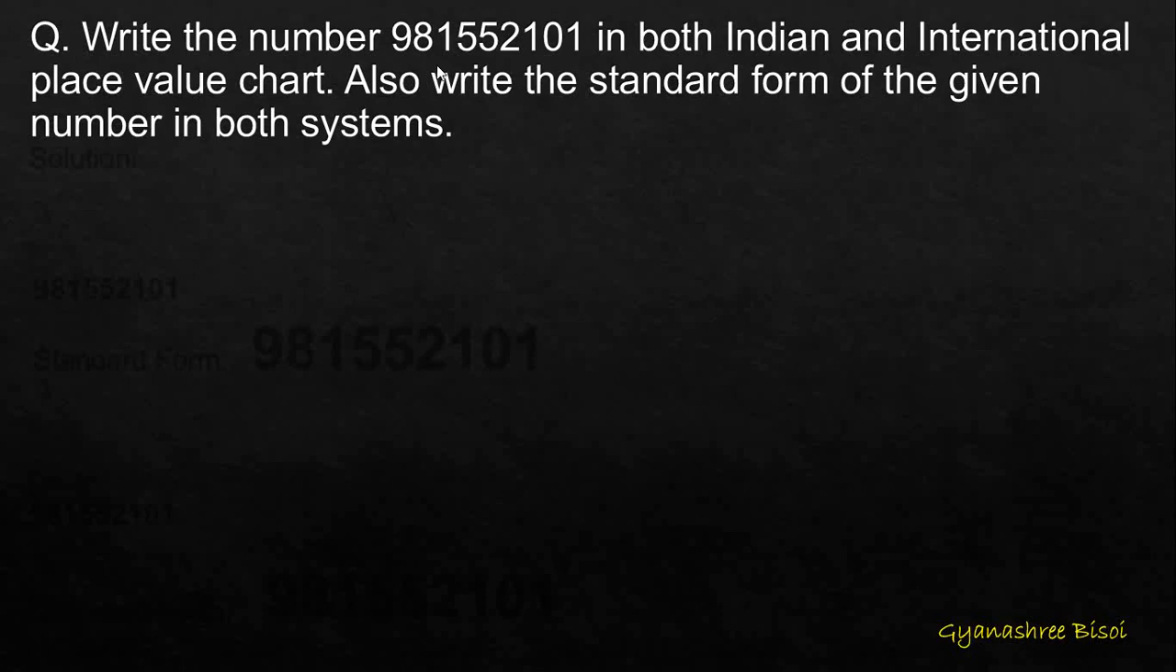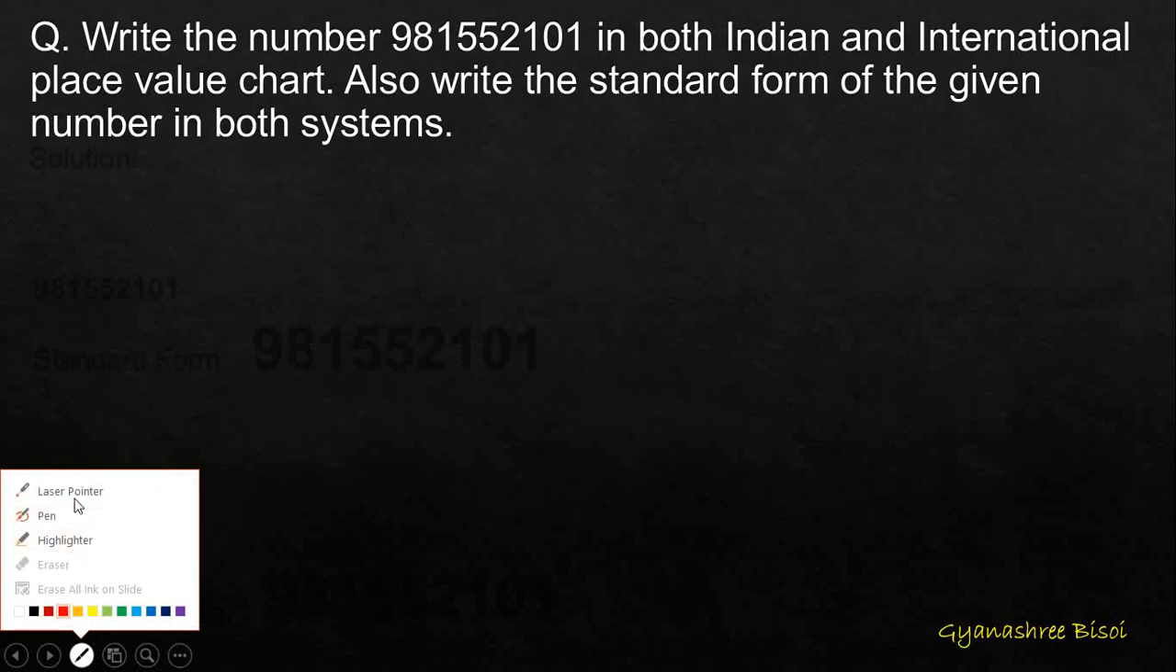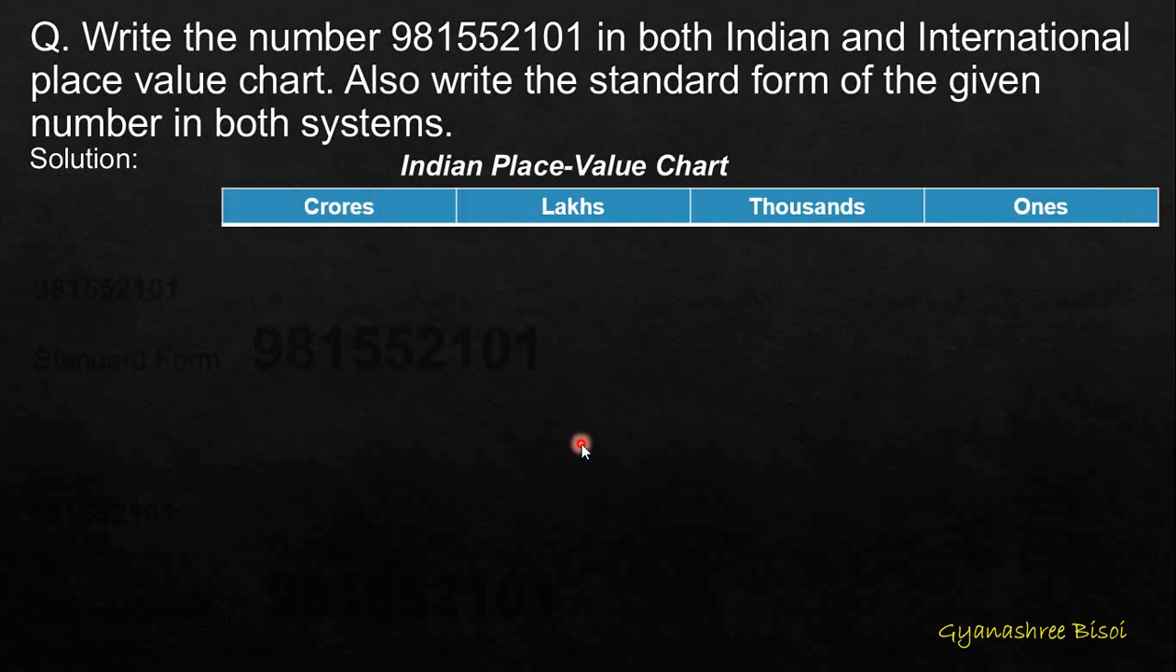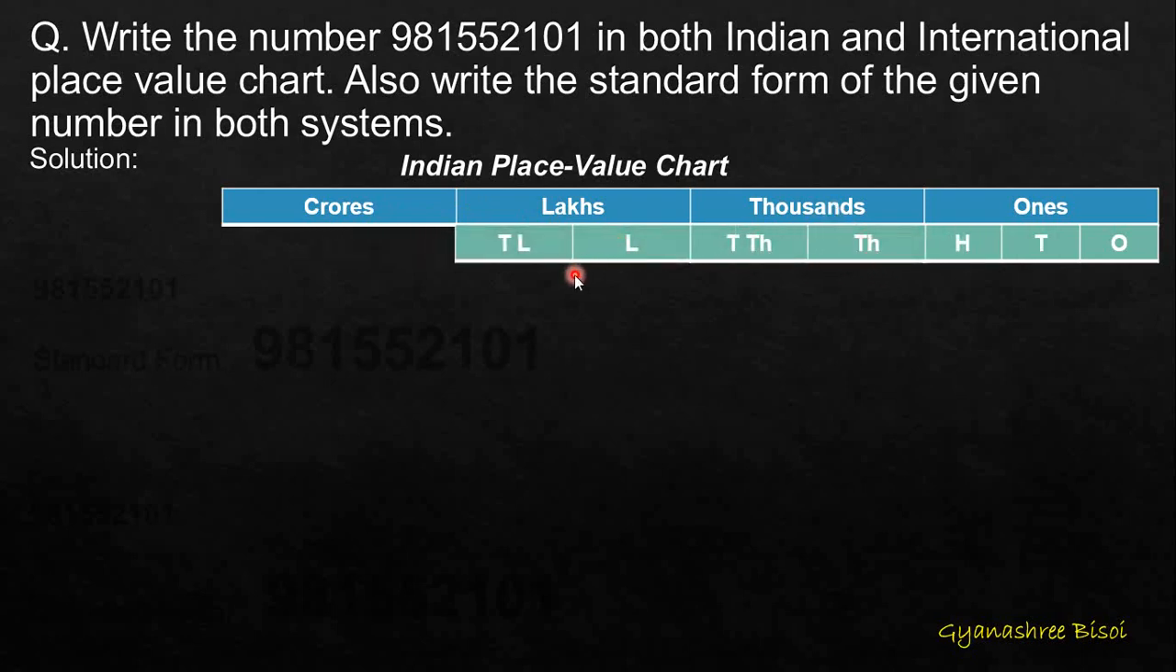Let's look into the Indian place value chart. In the Indian place value chart, there are four periods: ones, thousands, lakhs and crores, starting from the rightmost. The ones period consists of three places: ones, tens and hundreds. Thousands, lakhs and crores periods each consist of two places: in thousands, 1000 and 10,000; in lakhs, 1 lakh and 10 lakh; in crores, 1 crore and 10 crore.